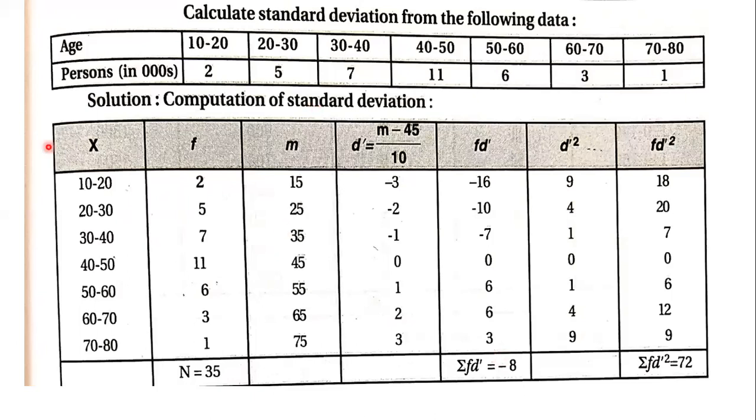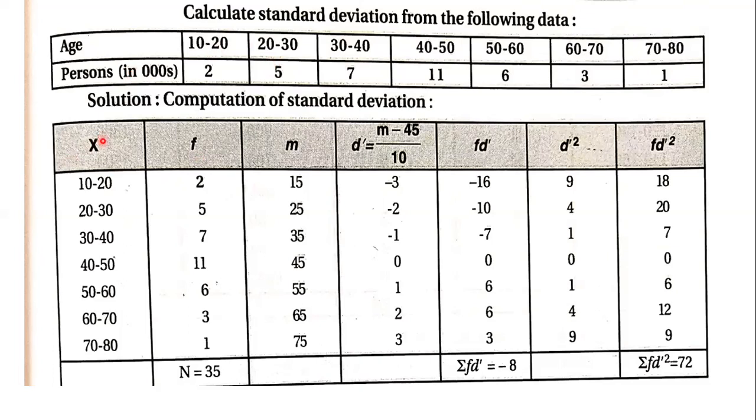Then we copy down the X, that is the class intervals: 10 to 20, 20 to 30, 30 to 40, 40 to 50, 50 to 60, 60 to 70 and 70 to 80. So here we have a class interval size of 10, a difference of 10 between the numbers. So I can take the common value, or the class interval, being 10. Then we copy the frequencies also. Then we have to calculate the midpoint.